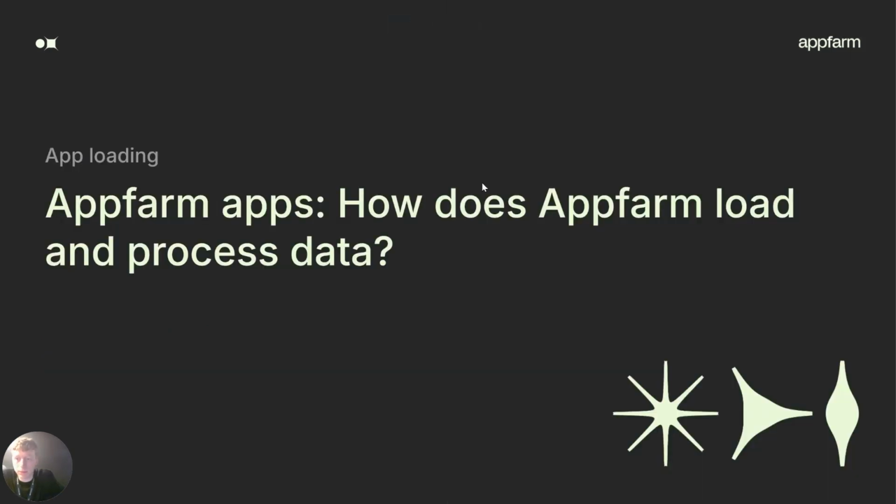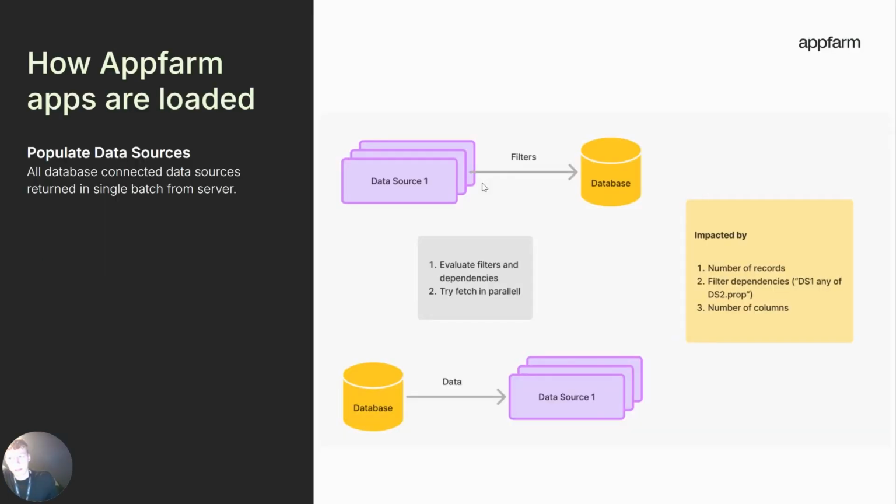So, to start, how does Appfarm actually load and process data when the app is loaded for the very first time? So the first step that happens is that you populate your data sources. Every single database connected data source is returned in a single batch from the server. If you have 50 database connected data sources with 5,000 objects in each source, then this is going to suddenly become a very, very big batch which is returned from the server. So this can cause delays if there's a lot of database connected data.